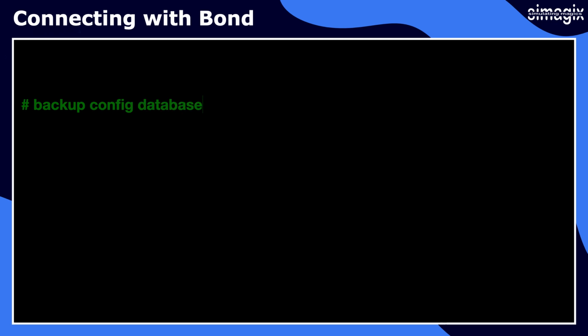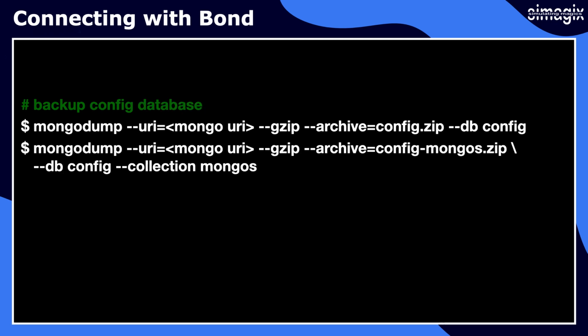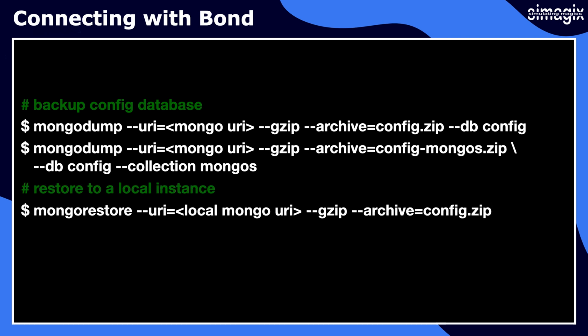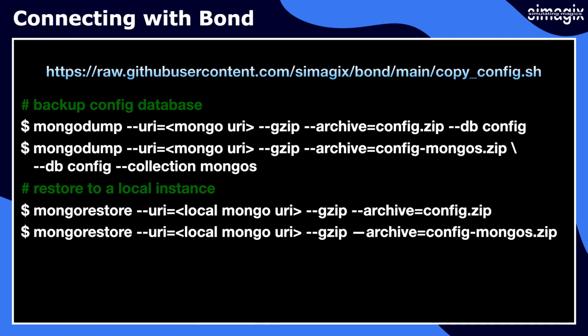Bond offers versatile connection options tailored to your environment. Whether you're running a sharded cluster through a mongos instance, or operating in an isolated setting, Bond has you covered. It seamlessly connects to your sharded cluster via mongos instance for instant insights. And for those in isolated environments, Bond allows you to restore to a standalone server, using a backup from your config database. Just remember to include a backup of the mongos collection for a smooth transition. You'll even find a handy script for backup and restoration of a config database example, making the process as straightforward as it gets.